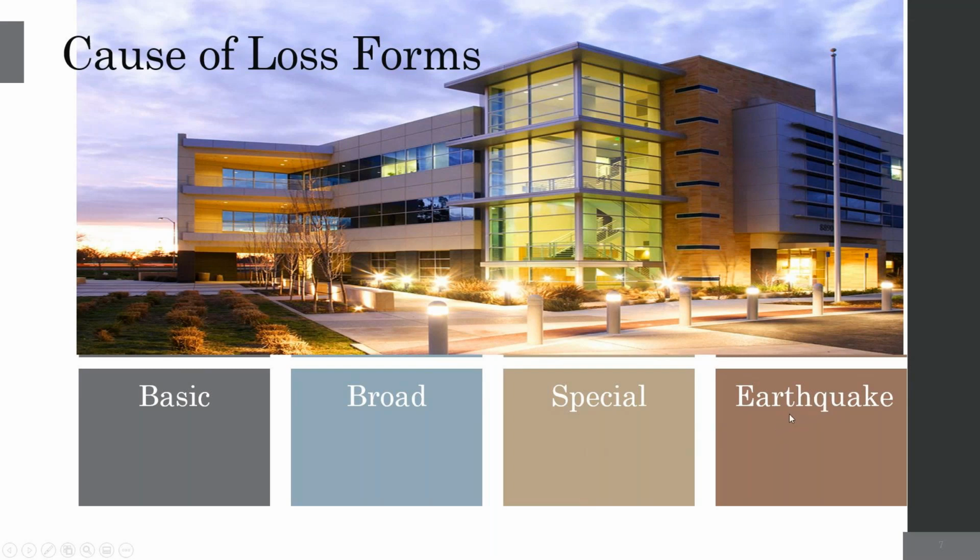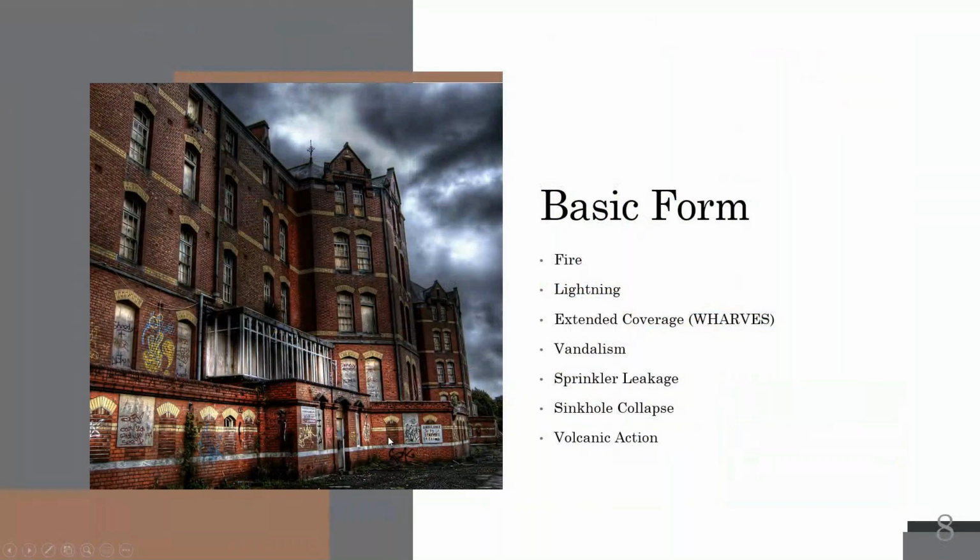Okay. So it can be added to any one of the coverage parts. If you got a basic form, you could also add earthquake. Sometimes you might see a commercial policy with two causes of loss forms, like broad and earthquake. All right, so basic form. Now this is going to be different than the personal line side. Basic form, like a dwelling policy, only covers fire, lightning, and internal explosion. It's a very limited program, right?